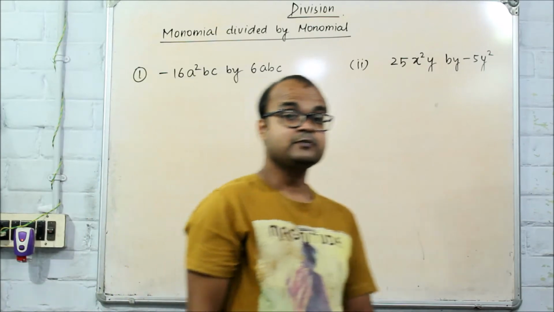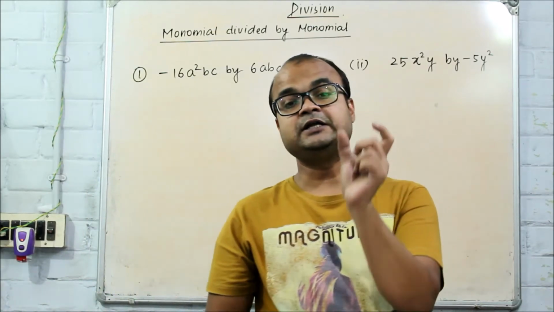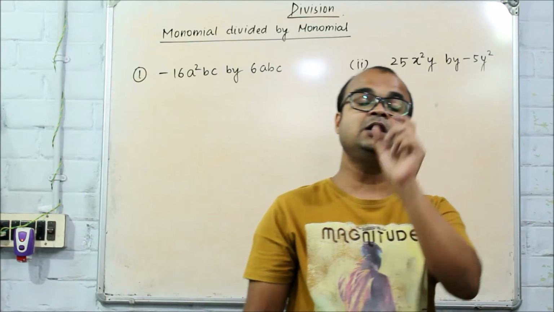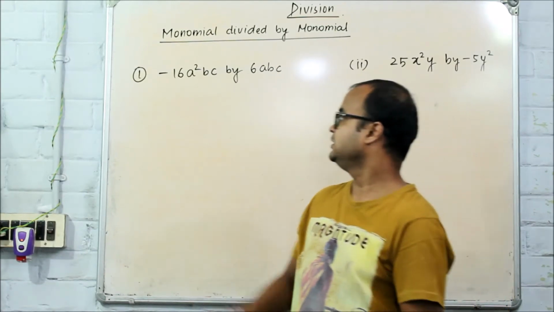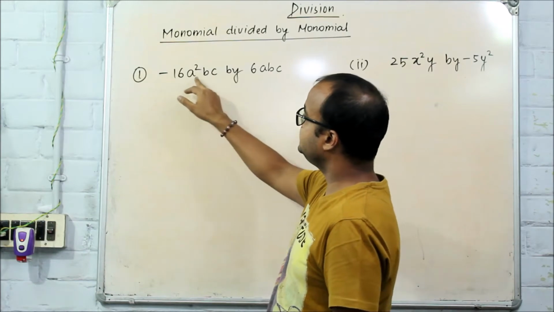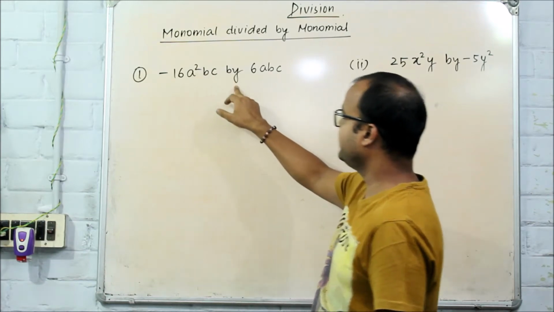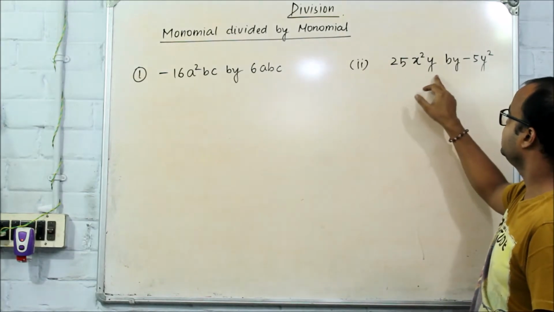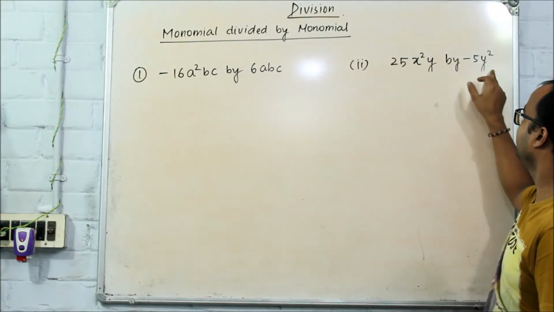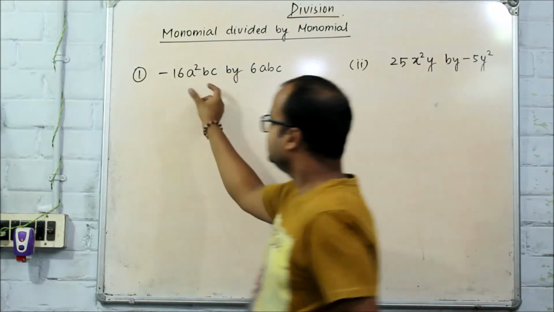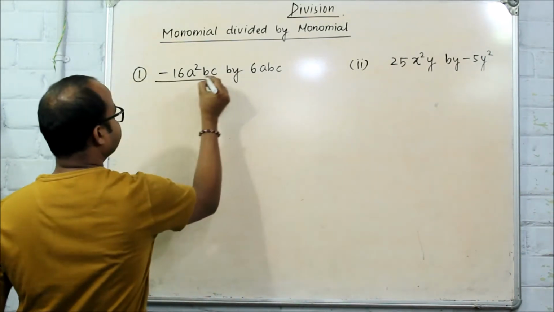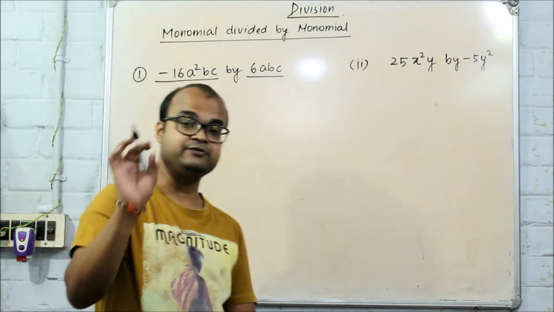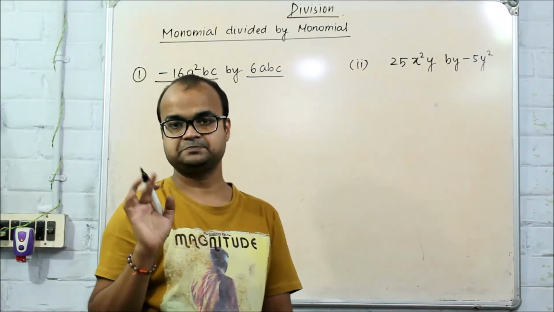Monomial means there is only one term present in a polynomial. Polynomial having only one term. Look at the example, minus 16a square bc divided by 6abc, and 25x square y by minus 5y square. This is an example of a monomial. This is another monomial. So we are going to perform division between two monomials.